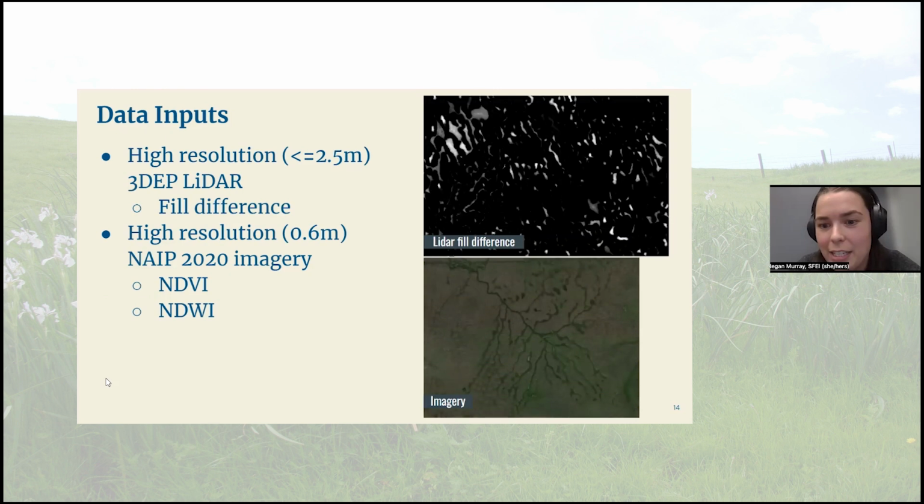And as you can see on the right-hand side, this is what our input data looked like. And the top right is what I think you should pay attention to in particular. This is the LiDAR fill difference, which is just a derivative of LiDAR data that shows depressions in the landscape. So all of those white spots you're seeing are small depressions in the landscape. And those are all vernal pools. So you can see how well this data highlights the vernal pools that we're trying to map.